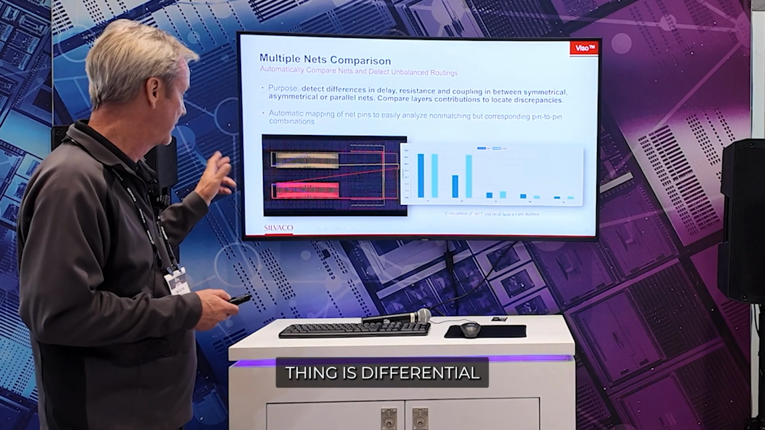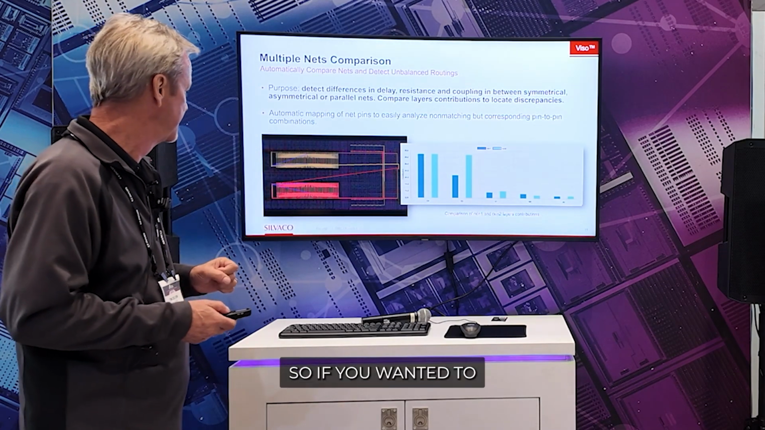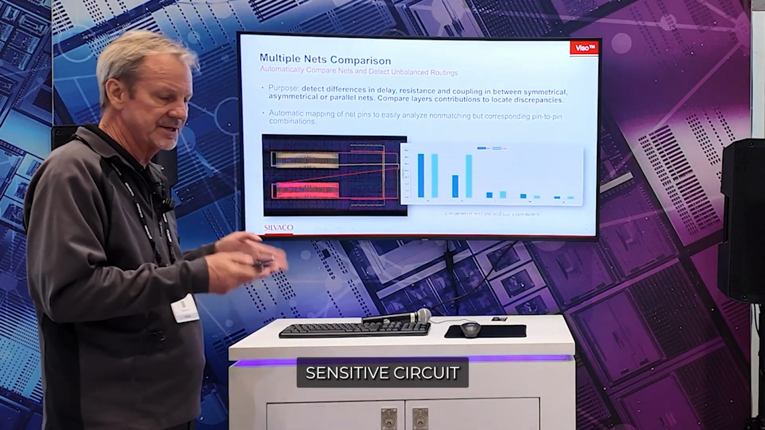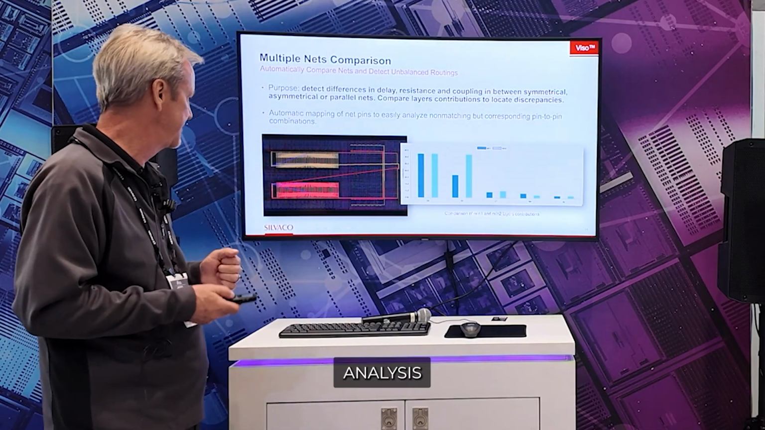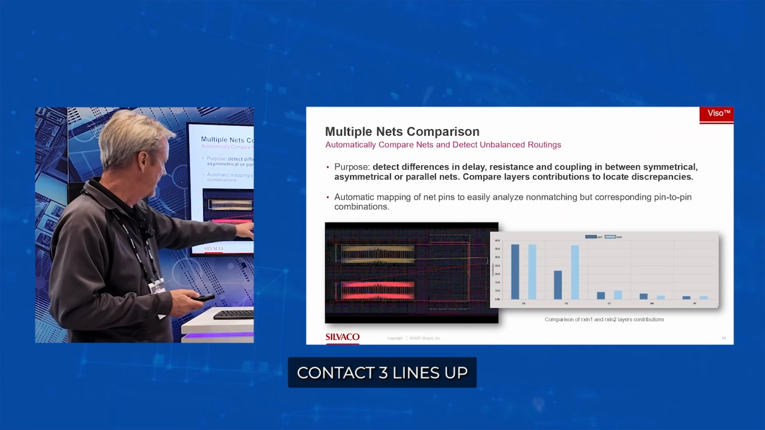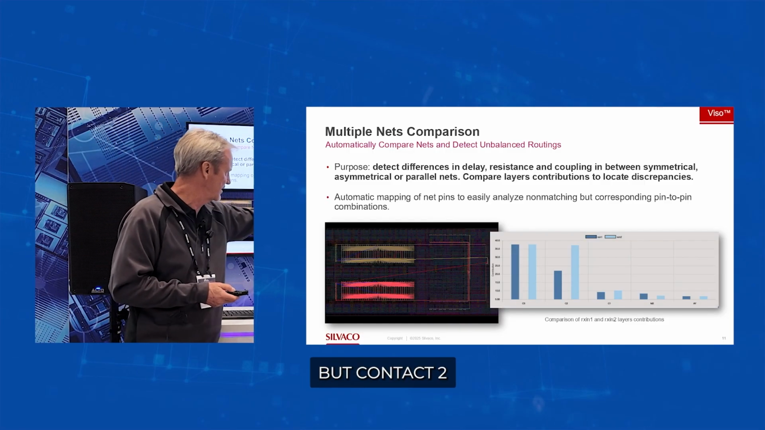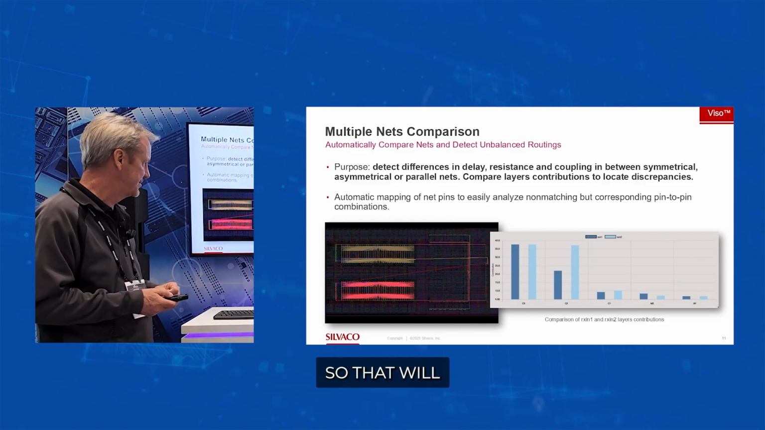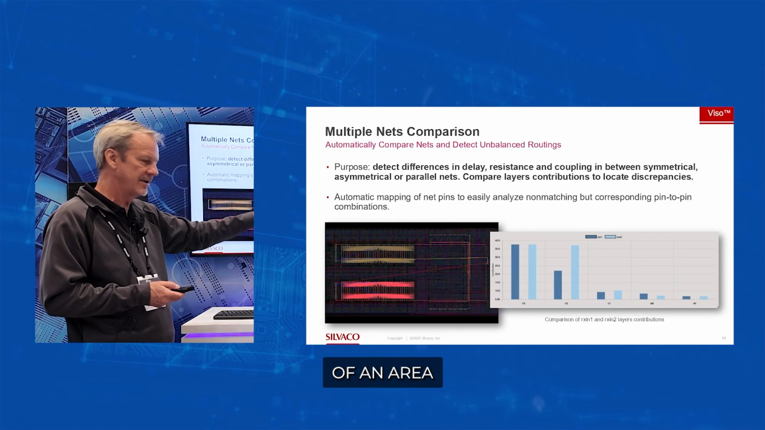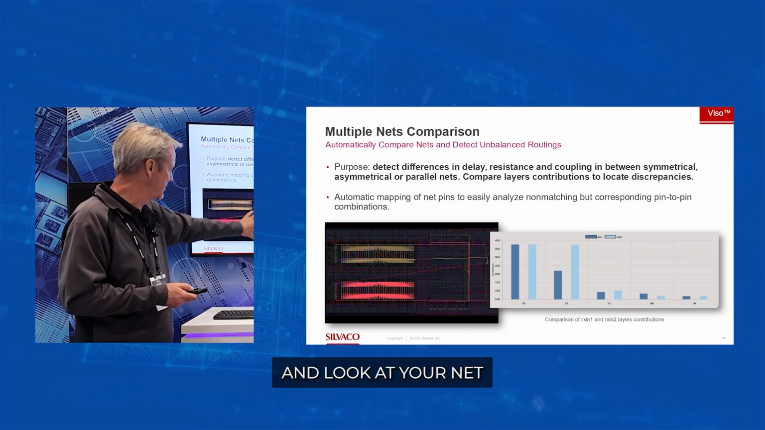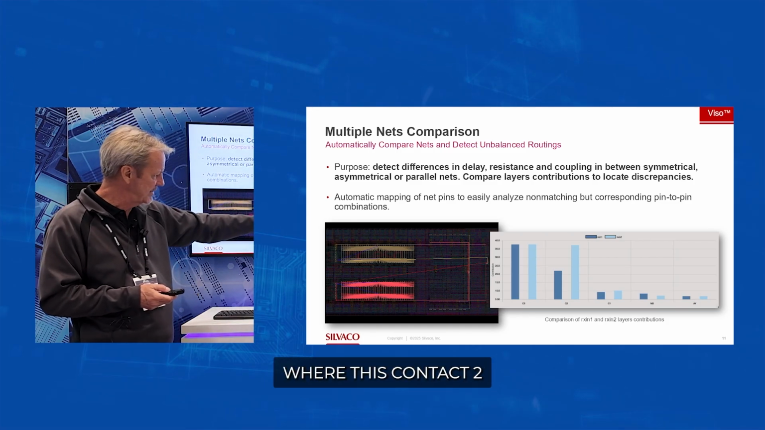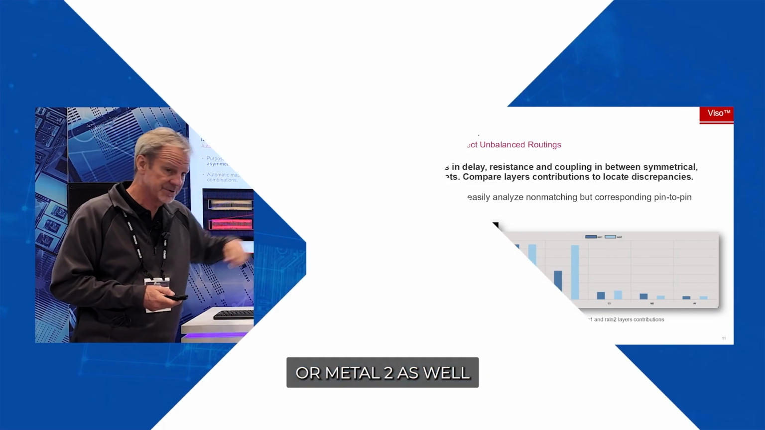The next thing is differential pair analysis. So if you have a highly sensitive circuit and you want to do differential pair analysis, we can do that as well. You can see that contact 3 lines up pretty well, but contact 2 is a little bit off. So that will give you a hint of an area where you might want to go and look at your net and figure out where this contact 2 is off, or metal 2 as well.